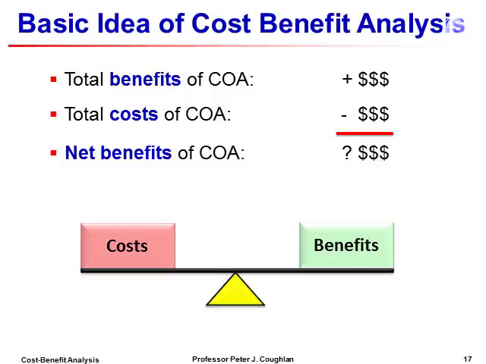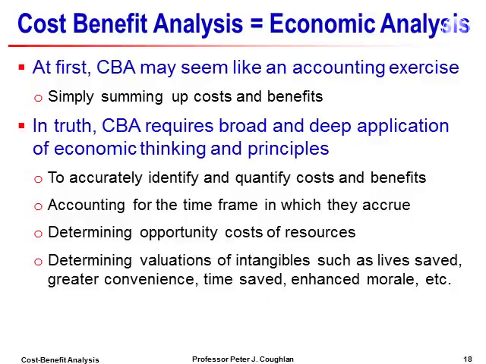Now, it may at first seem like this is a simple accounting exercise, right? You simply sum up the costs and the benefits. What are the costs? Okay, put the numbers down, add them up, then do the same over the benefits. But the reality is it actually requires a broad application, but also a deep application, of economic thinking and principles, right? We're going to ask you to think like an economist. Think about things like opportunity costs and discounting and the proper way to think about ideas like willingness to pay.